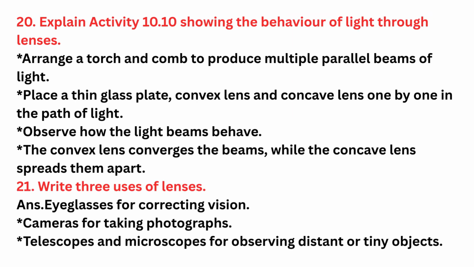Question number 20. Explain activity 10.10 showing the behavior of light through lenses. Answer. Arrange a torch and comb to produce multiple parallel beams of light. Place a thin glass plate, convex lens and concave lens one by one in the path of light. Observe how the light beams behave. The convex lens converges the beams while the concave lens spreads them apart.